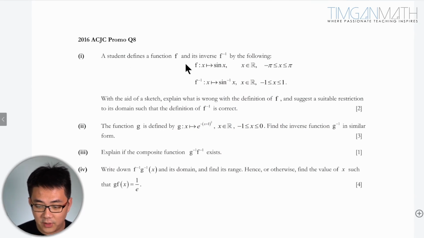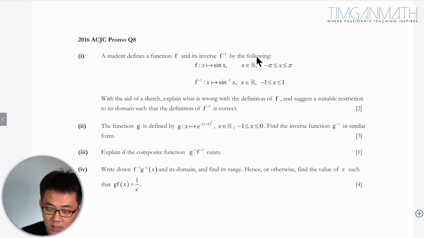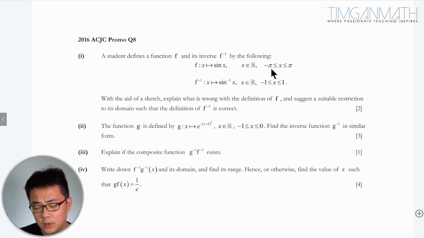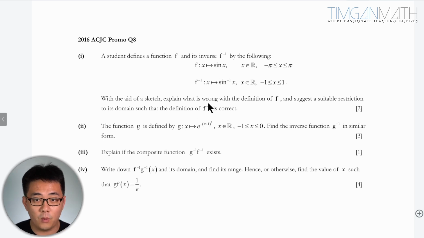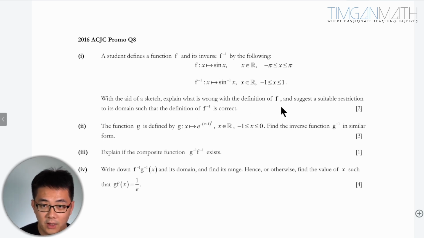A student defines a function f and its inverse function by the following: f(x) = sin x for x between minus pi to pi, and after which you have f inverse, sine inverse. It's not really the inverse function, but the inverse of this. With the aid of a diagram, explain what is wrong with the definition of f and suggest a suitable restriction to its domain such that the definition of f inverse is correct.